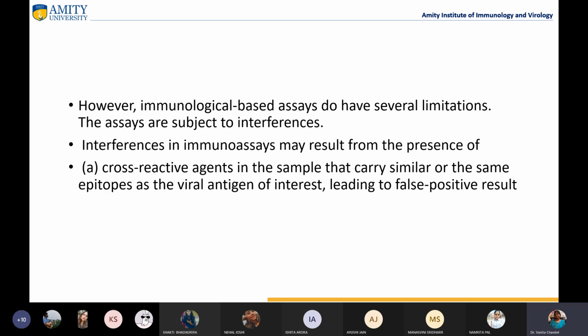So immunological based assays do have several limitations. Interferences in immunoassays may result from the presence of, as I told you, cross-reactive agents in the sample that carry similar or the same epitopes as the viral antigen of interest. So that will lead to a false positive test also. What are epitopes? Are you studying immunology? What is an epitope?